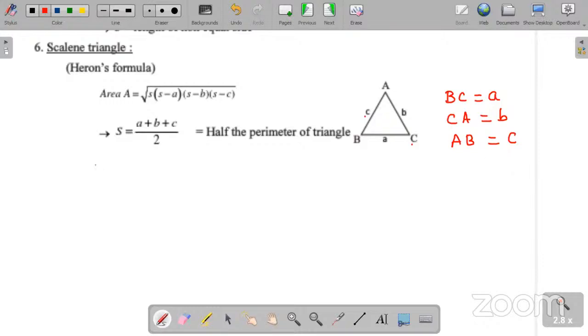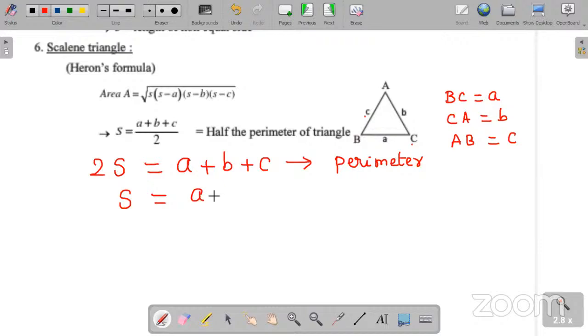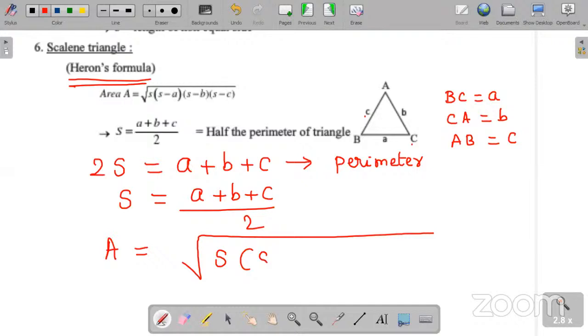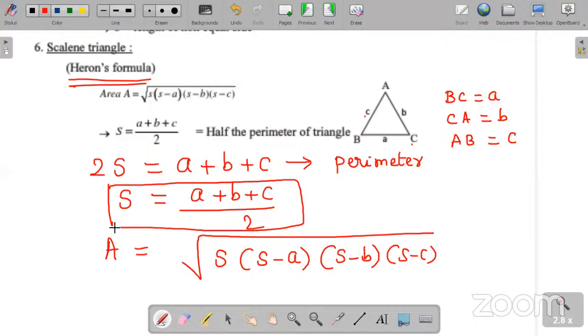So, my dear students, first the perimeter 2s is given by a plus b plus c. This is the perimeter of the triangle. Already we had a discussion about this one. Now we can calculate the semi-perimeter, half of the perimeter, a plus b plus c by 2. Then using Heron's formula, the area of the scalene triangle can be evaluated. That is area equals under root of s into s minus a into s minus b into s minus c. In the examination, the a value, b value, c value will be given, and you are asked to find out the area of the scalene triangle.